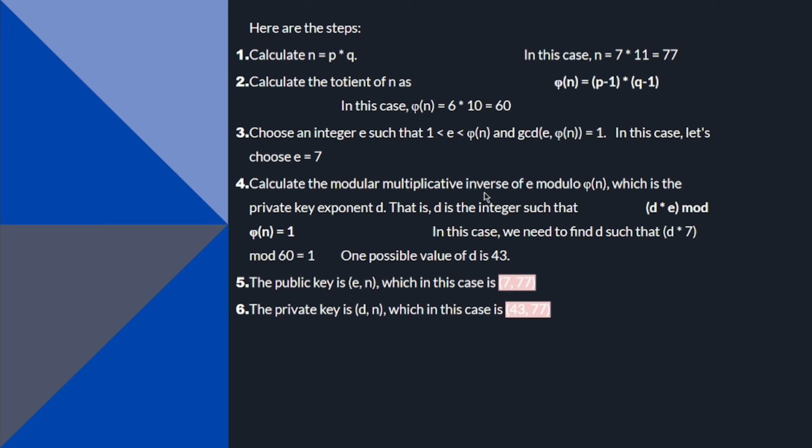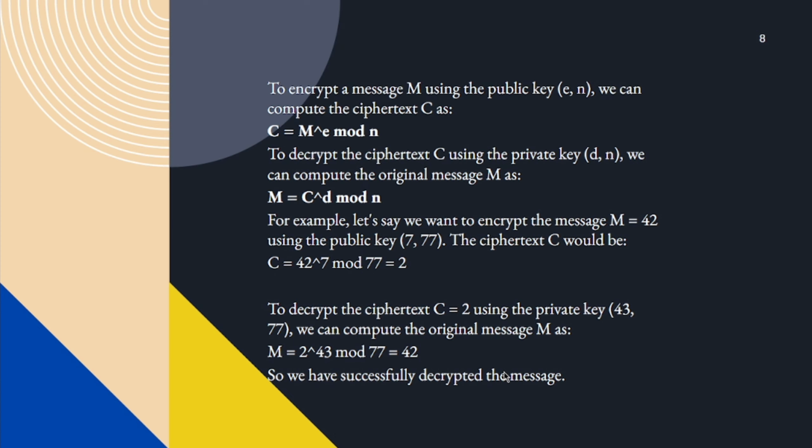Calculate the modular multiplicative inverse of e modulo phi of n, which is the private key exponent d. That is, d is the integer such that d times e mod phi of n equals 1. In this case, we need to find d such that d times 7 mod 60 equals 1. One possible value of d is 43. Now we know that the public key is (e, n), which in this case is (7, 77), and the private key is (d, n), which in this case is (43, 77).